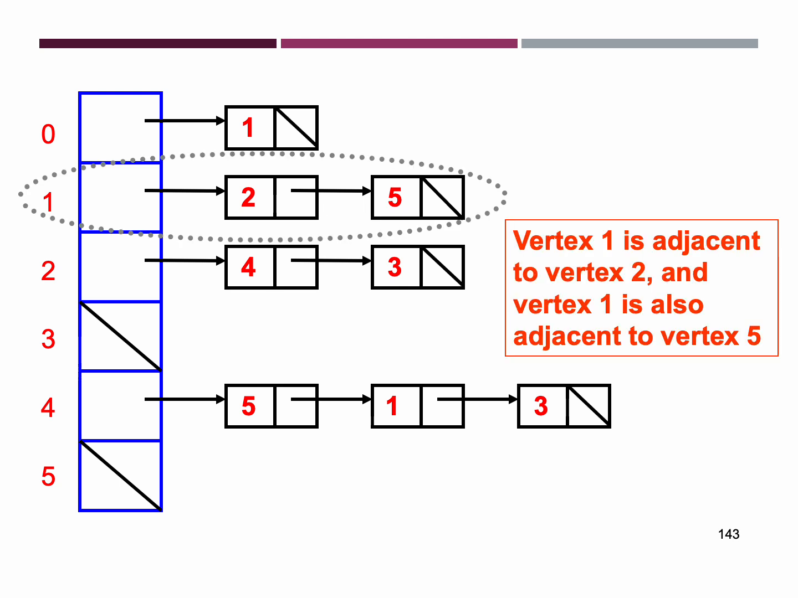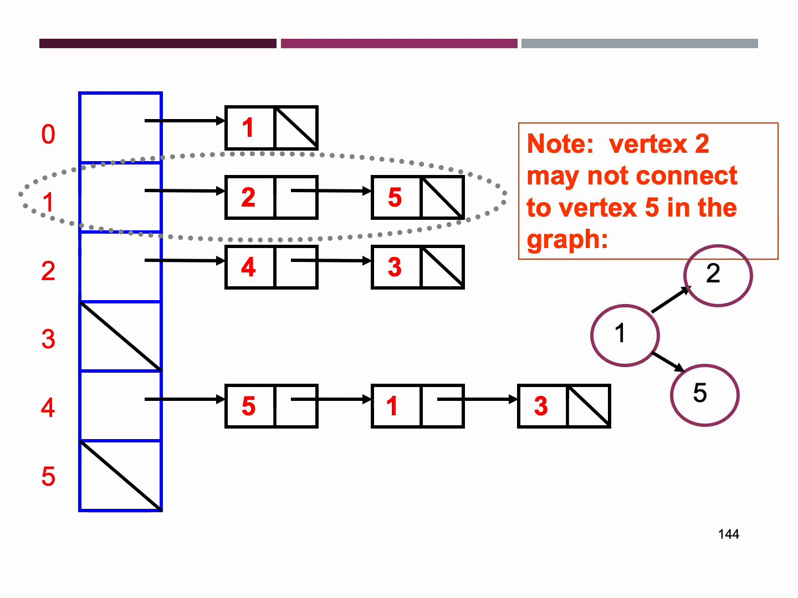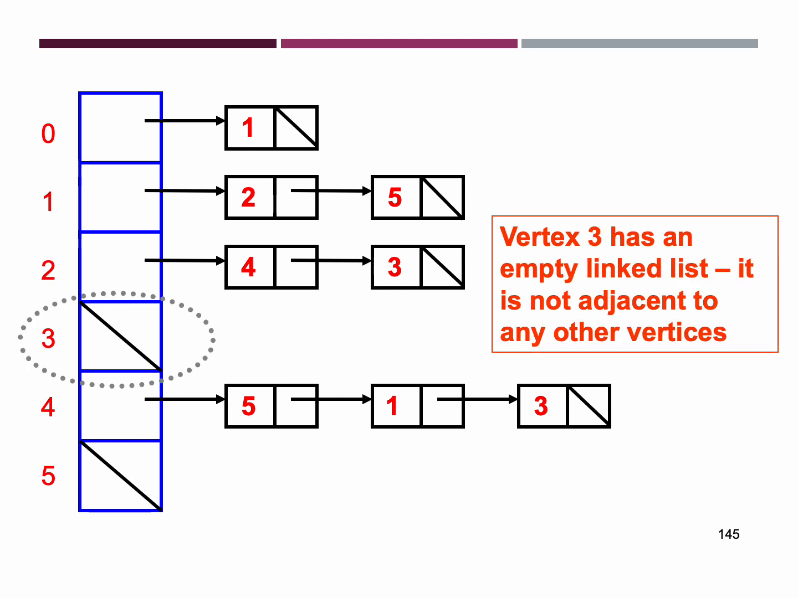Now here vertex 1 is adjacent to vertex 2, and vertex 1 is also adjacent to vertex 5. That's why we have 2 and 5. Now vertex 2 may not connect to vertex 5 in the graph here. You see, 1 is connected to 2 and 1 is connected to 5, but 2 is not connected to 5. That is not a requirement. Then if you look at here, vertex 3 has an empty linked list. It is not adjacent to any other vertices, so it is not connected to any other node.